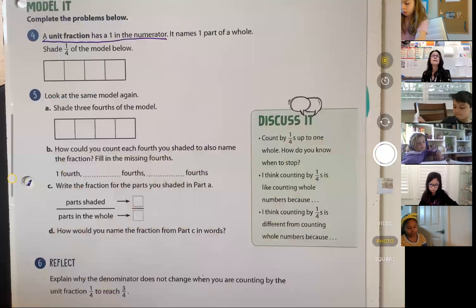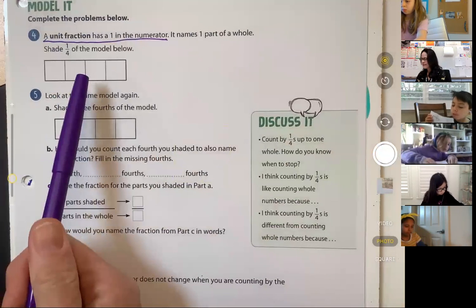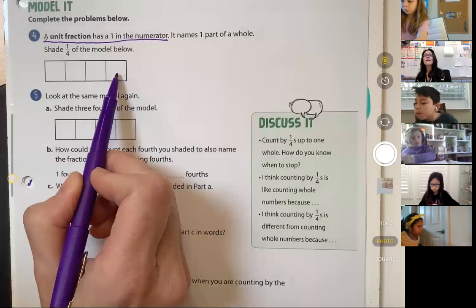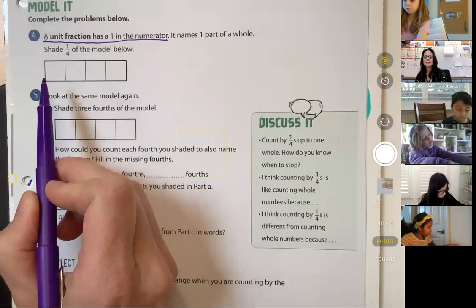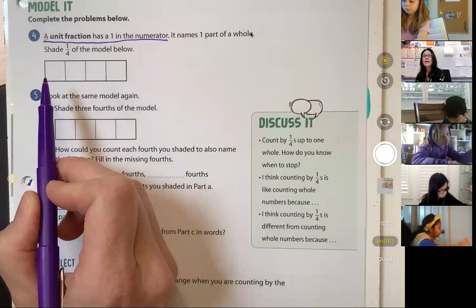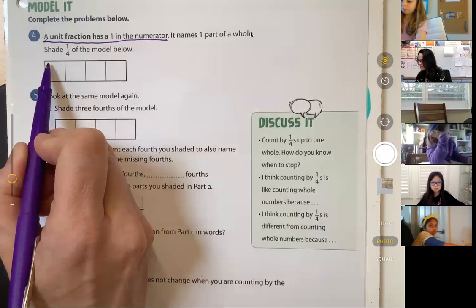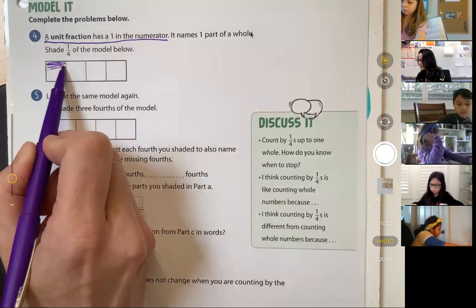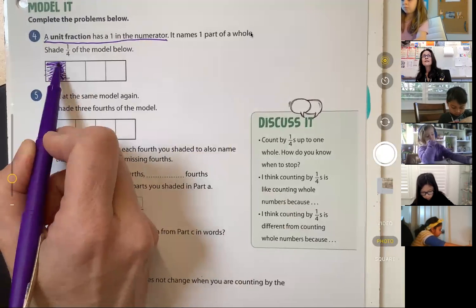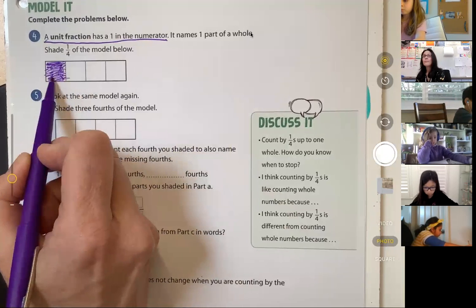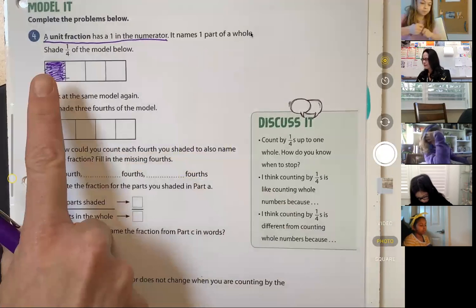It is asking us to shade 1/4 of the model. Well, first of all, we can see that this model does have, in fact, 4 sections. It's asking us to shade one of them. So let's do that now. Is mine going to be perfect? No, it is not. I'm trying to do this on an overhead. It's not going to be perfect. But the idea is that we are shading 1/4 of the model.